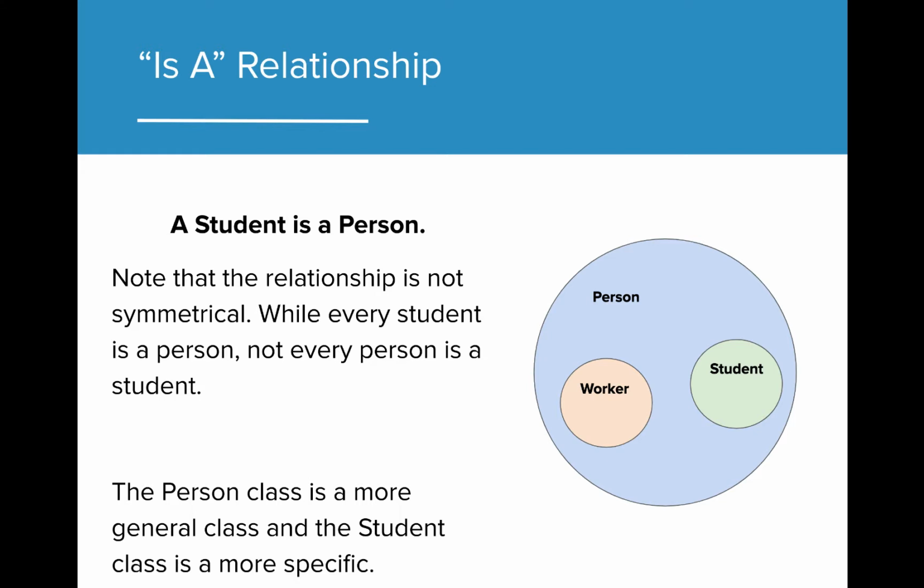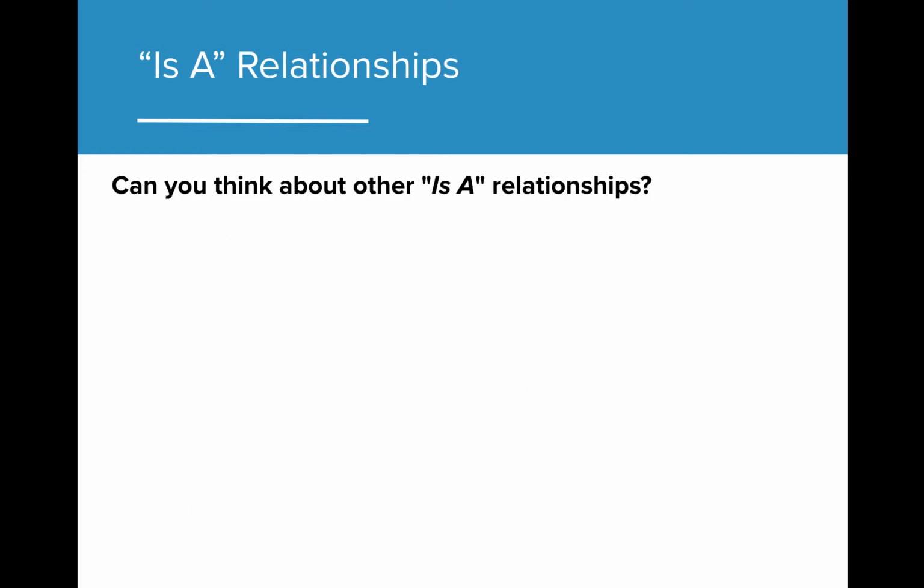It is important to note that this is not a symmetrical relationship. While we can say that every student is a person, we cannot say that every person is a student. The person class is a more general class, and the student class is a more specific class. This is a good chance to pause the video and brainstorm additional is-a relationships. Remember, an is-a relationship describes one thing being a more specific example of another. Take a few minutes.